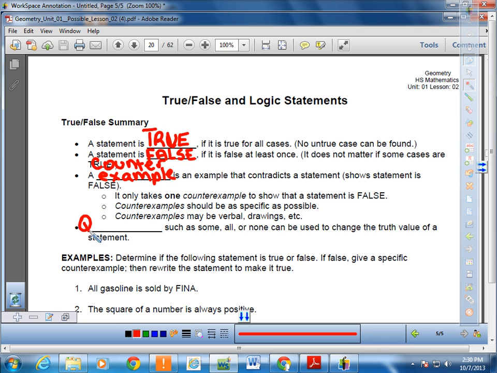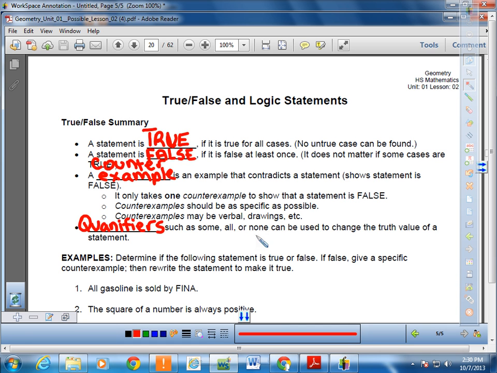Quantifiers such as some, all, or none can be used to change the truth value of a statement. All right, and let me give you an example of a counterexample. A counterexample, again, is any case where the statement is false. So you could say that there are 30 days in February. That statement is false because there's only 28 days in February.